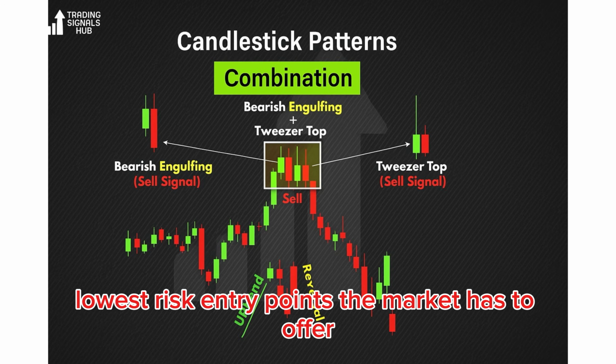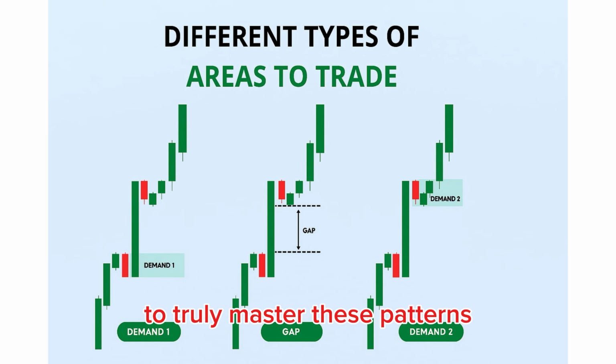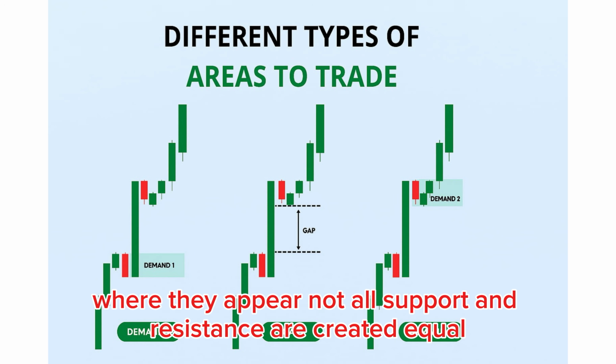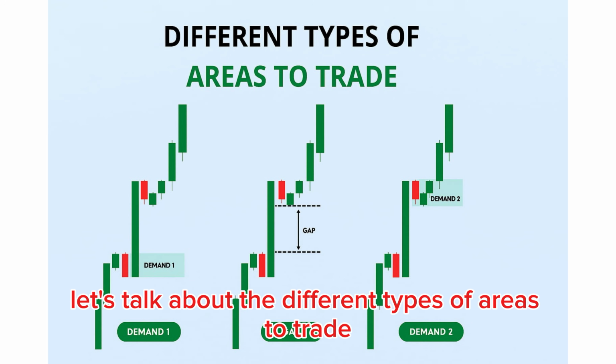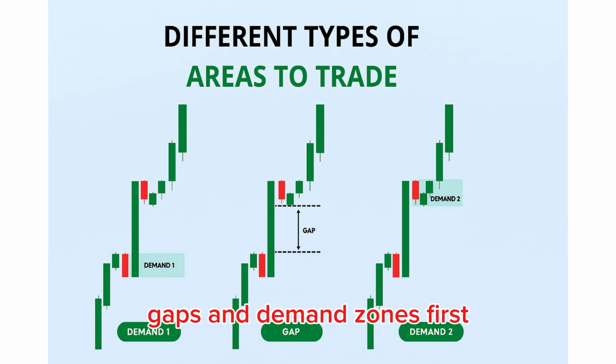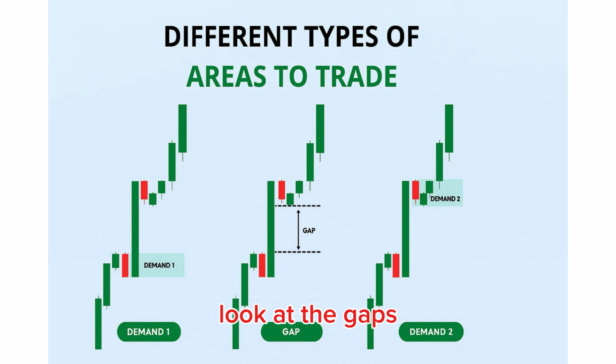To truly master these patterns, we need to understand the different types of high probability zones where they appear. Not all support and resistance are created equal. Let's talk about the different types of areas to trade. The chart highlights two key concepts: gaps and demand zones. First, look at the gaps.